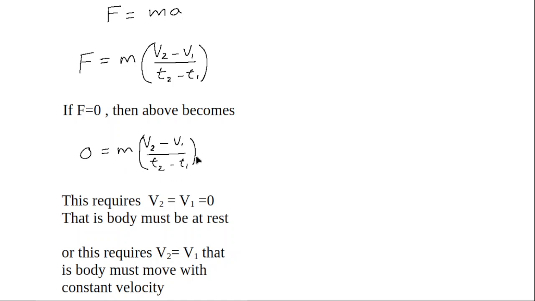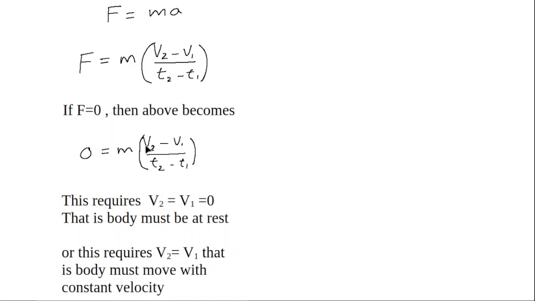This right hand side also must be 0 because the equation should be satisfied. For the right hand side to become 0, mass can be 0, but mass cannot be 0. Or t2 - t1 should be infinity, or t2 can be equal to t1. No, that is not possible. Time can never be constant. It is going to increase continuously. And so it is not possible.